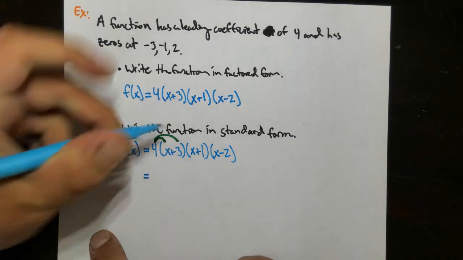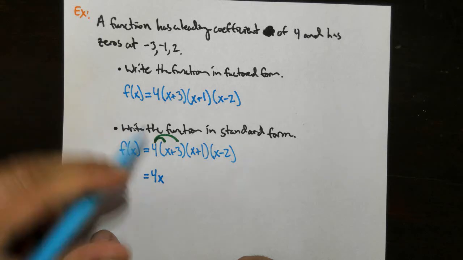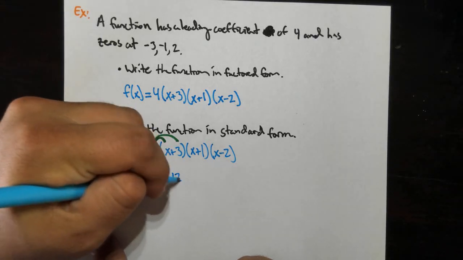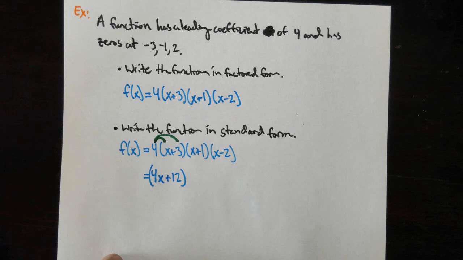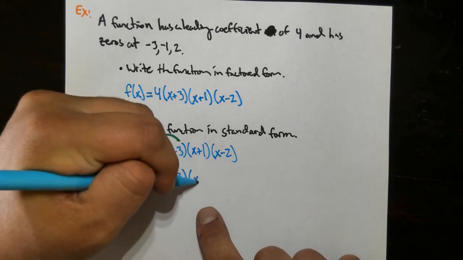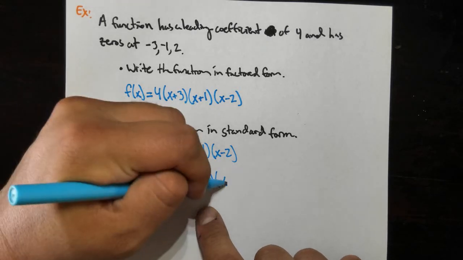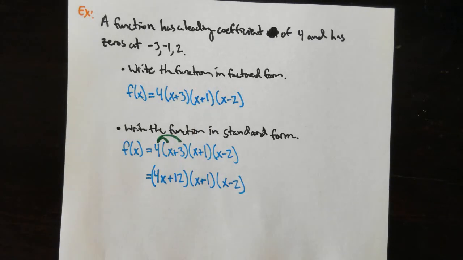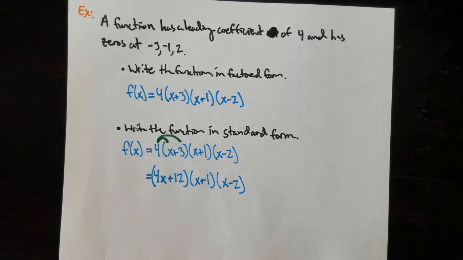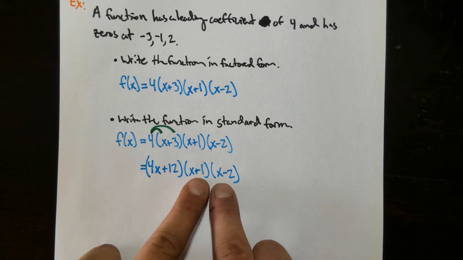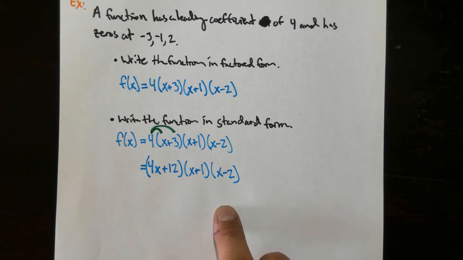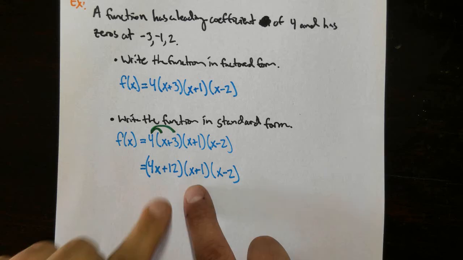So it's going to equal 4 times x is 4x. 4 times 3 is 12. And then we have x plus 1, x minus 2 still. So next I want to multiply these together. It doesn't matter which ones we multiply together, but I'm going to multiply two together next. You can either pick these two, or these two. It's up to you. I'll just go ahead and pick the first two.